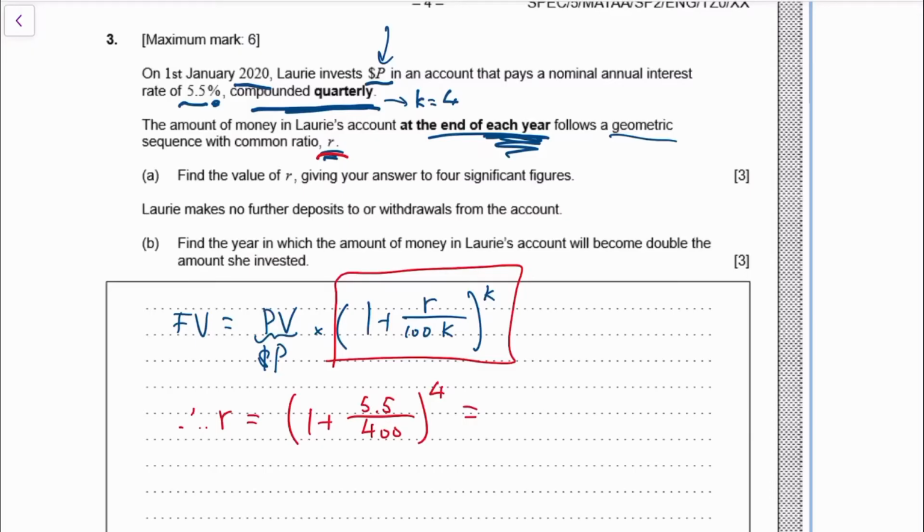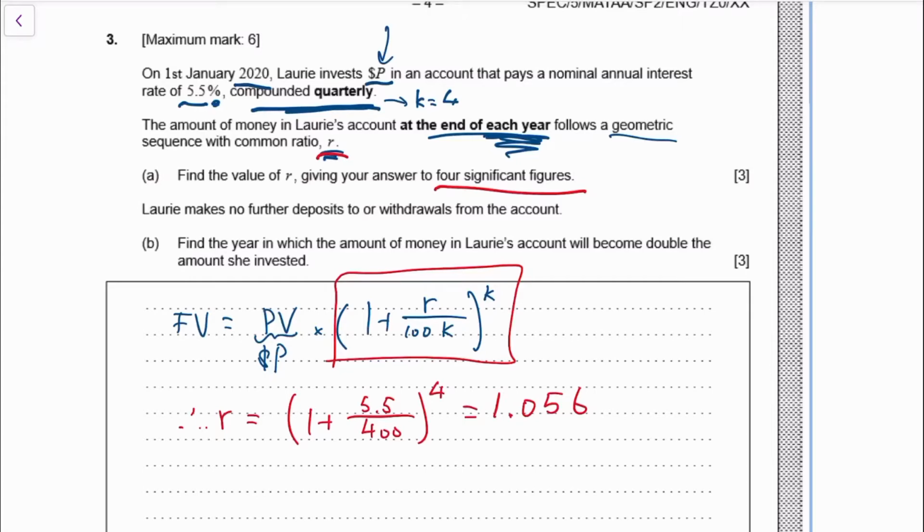Okay? They want 4 significant figures. We'll do that to the power 4. Where's my power button? See, I don't use calculator that much. Okay, 1.056. That's 4 sig fig.